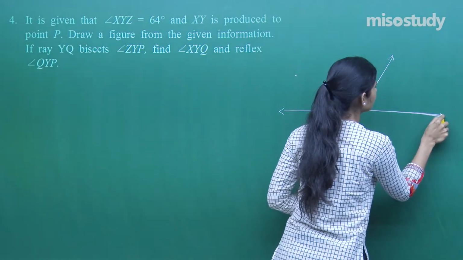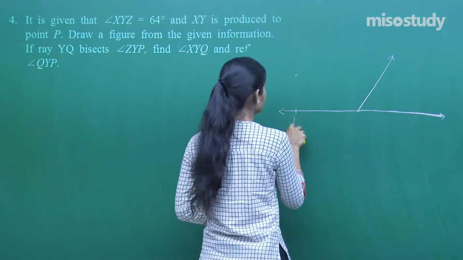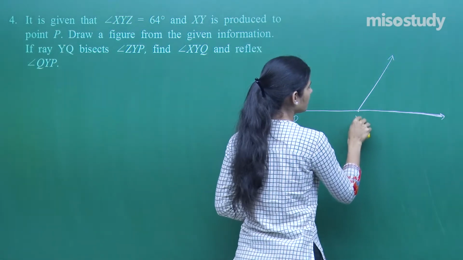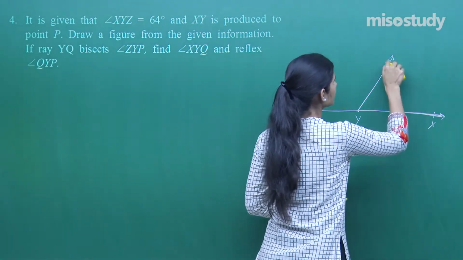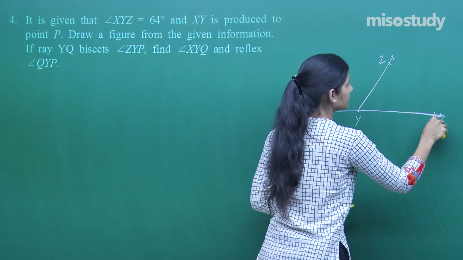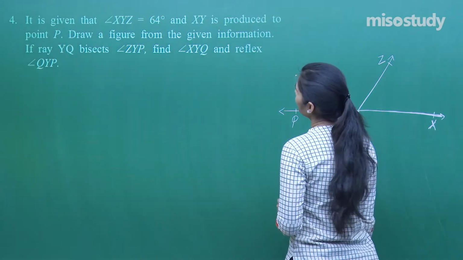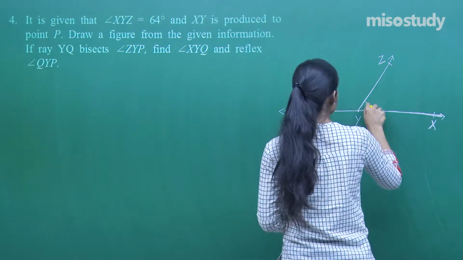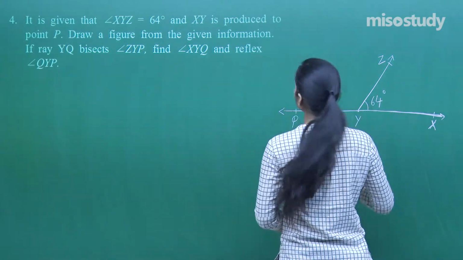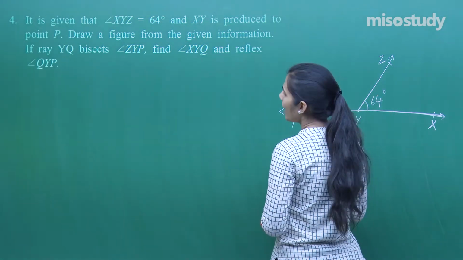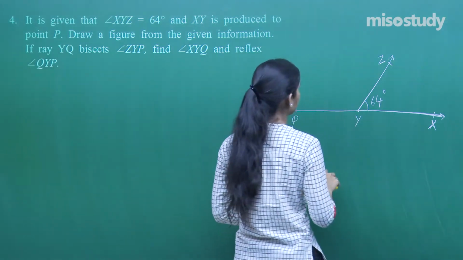Say this is that XY, say this is somewhere P, this is X, and somewhere here is Z. Is it clear? Draw a figure of the given information X, Y, Z. This is 64. Next it says YQ bisects ZYP.